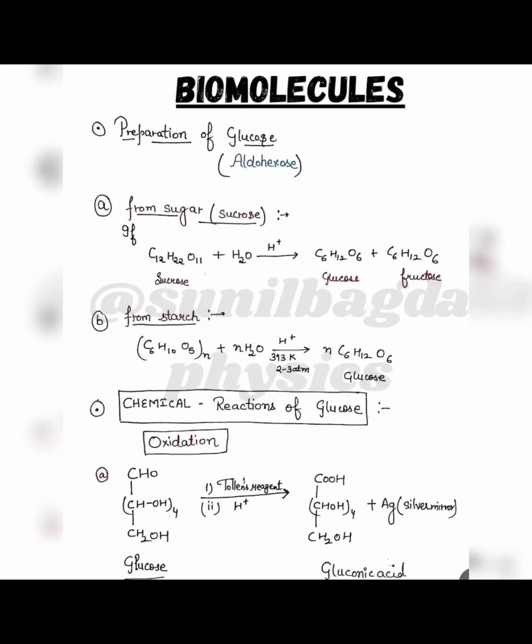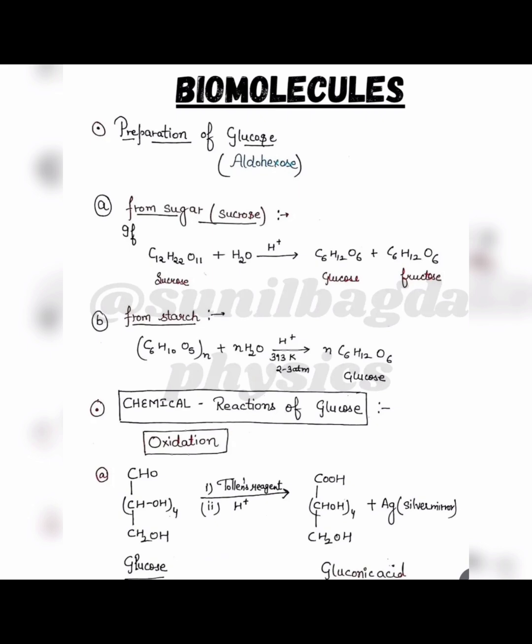What are biomolecules first of all? Biomolecules are the organic molecules which are synthesized by living organisms, which are essential for the metabolic processes, growth as well as development of the living organism. There are various types of biomolecules, that is carbohydrates, lipids, proteins, nucleic acids, vitamins, etc. Out of which, the first biomolecule is carbohydrates.